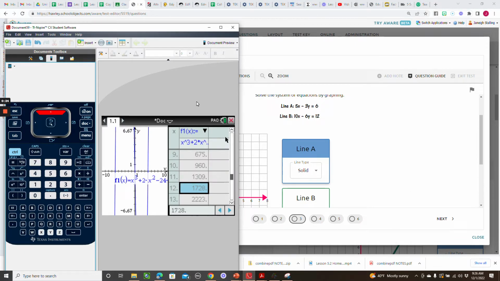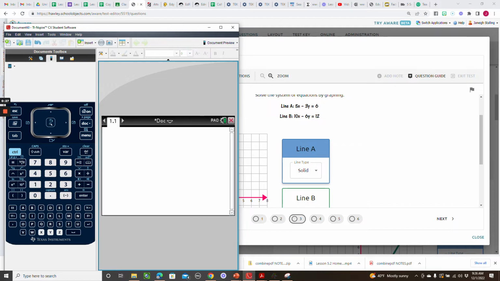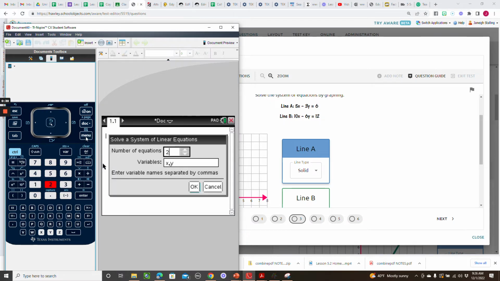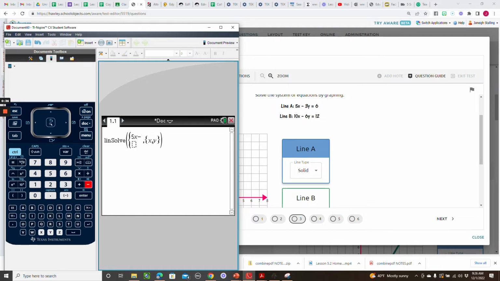Okay, so I'm going to pull up my calculator here, and it's menu 3, 2. Make sure it says 2, make sure it says x and y. So 5x minus 3y equals 6, and then 10x minus 6y equals 12. Okay, so what does that mean when it shows something like that on the screen? Do we remember what the solution is? It's infinite or no, so which one is that one? It's infinite. So we know that this is going to be the same line.